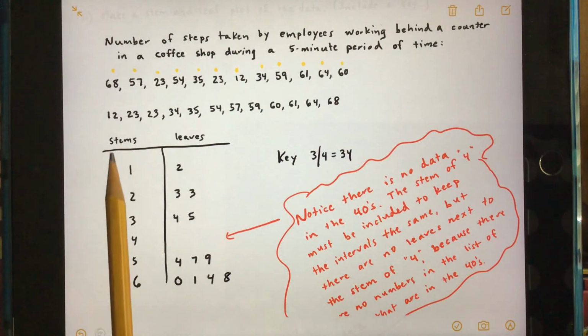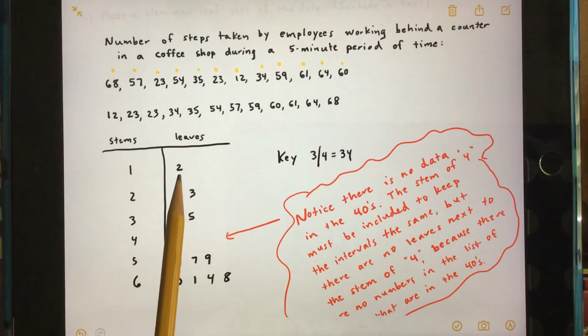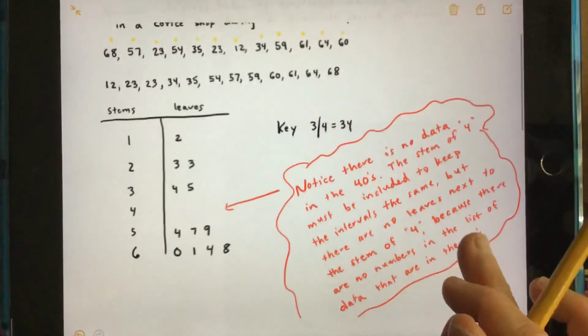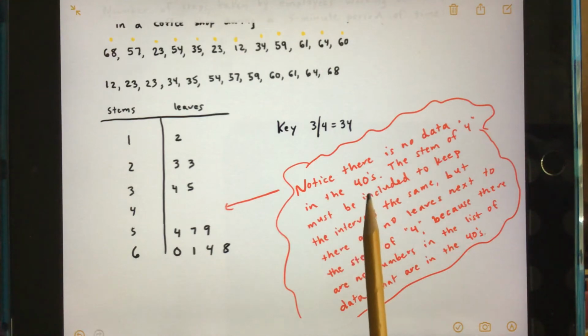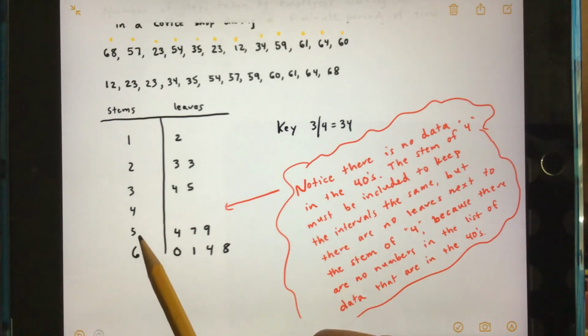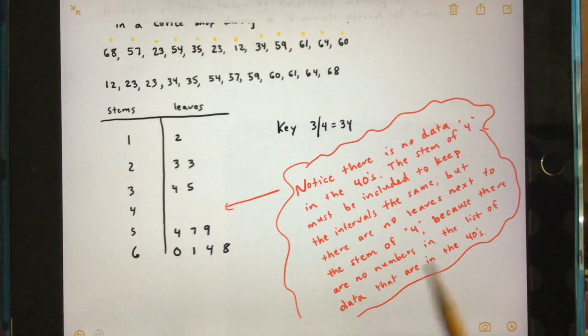And so I'm going to start by putting in 12, so 10 plus 2 is 12. And here's my 20s: 23, 23, I have that twice, 34, 35. There are no 40s. Notice there is no data in the 40s. The stem of 4 must be included to keep the intervals the same, so we can't skip it. We can't go from 3 to 5, because that would make the interval from 3 to 5 different than from 2 to 3. So we have to include 4. But there are no leaves next to the stem of 4 because there are no numbers in the list of data that are in the 40s. So that just remains blank. No 40s. And then we have 54, 57, 59, 60, 61, 64, and 68.